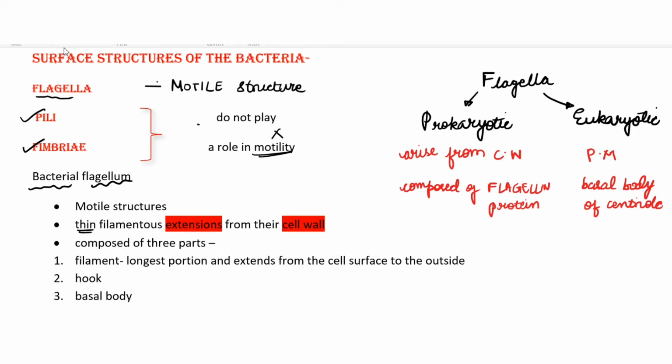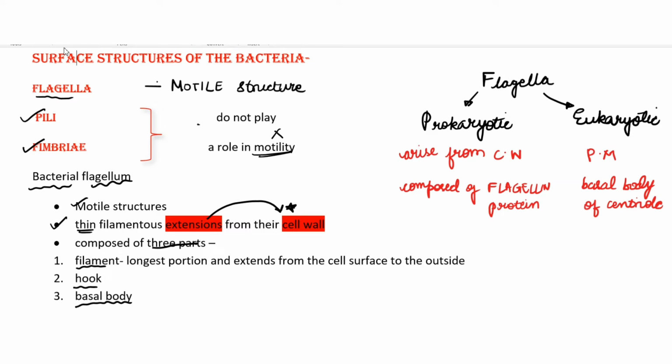Let's talk about bacterial flagella, the flagella present in prokaryotes. I told you it helps in motility. It is thin filamentous extensions from their cell wall, not plasma membrane. Remember, important sentence from the NCERT. It is composed of three parts: the filament, hook, and basal body. Filament is the longest portion, and it extends from the cell to the outside surface.